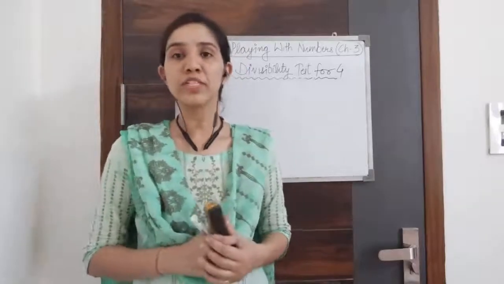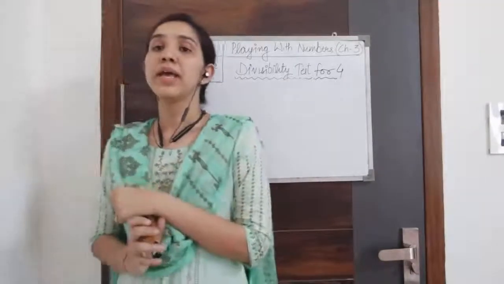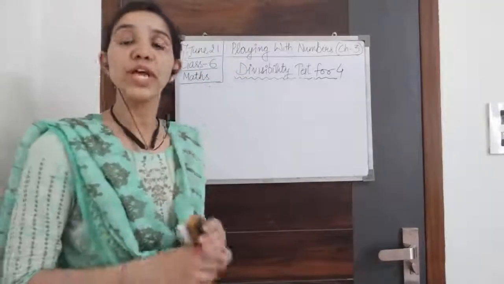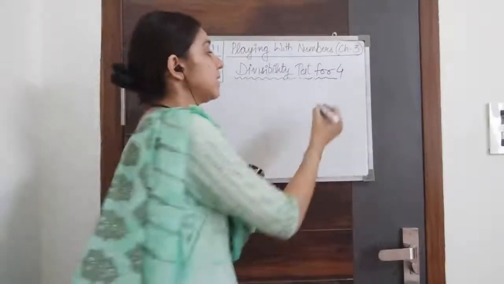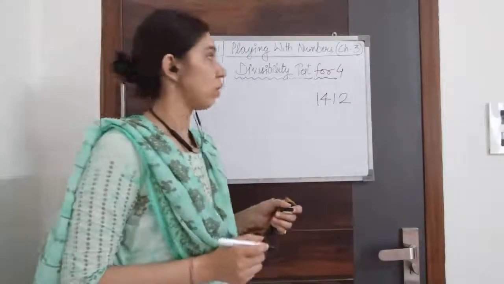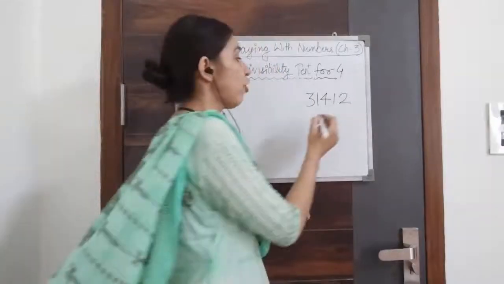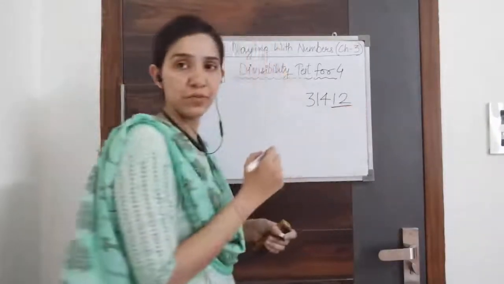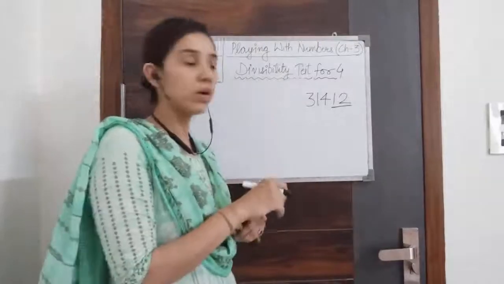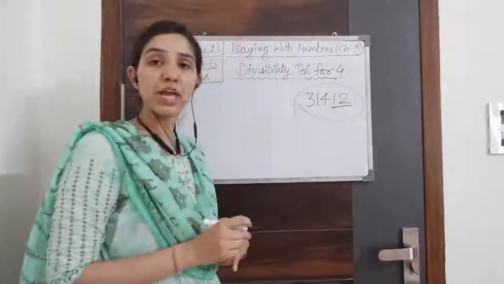Next we have divisibility test for digit 4. It says that a number with 3 or more digits is divisible by 4 if the number formed by its last 2 digits is divisible by 4. Suppose we have number 31412. The number formed by the last 2 digits is 12. 12 is divisible by 4, right? Because 12 comes in the table of 4. It means the whole number will also be divisible by 4.